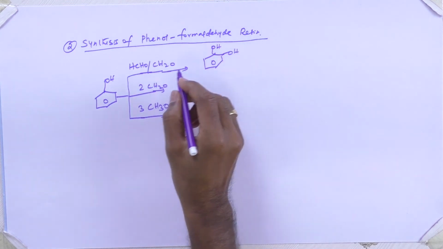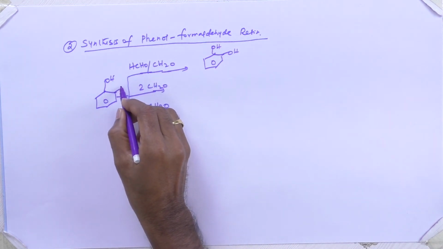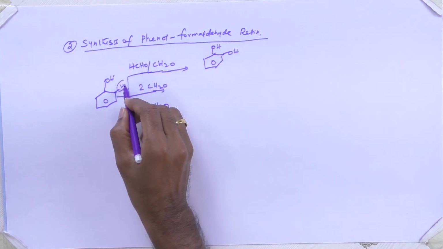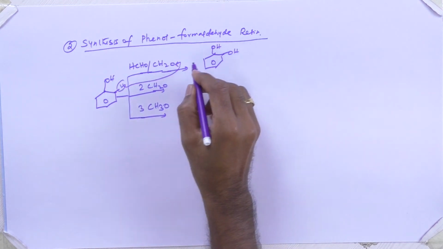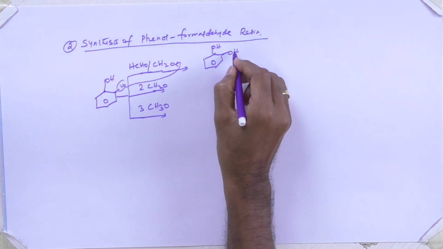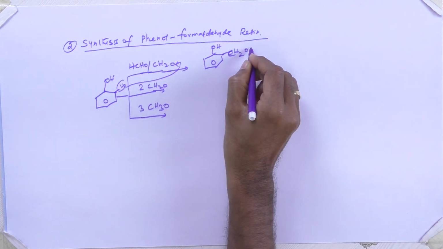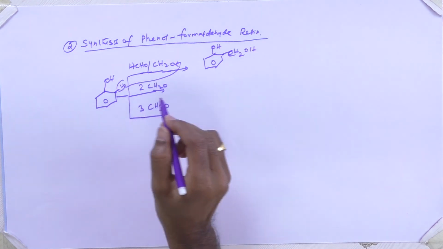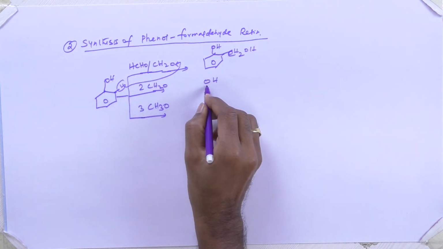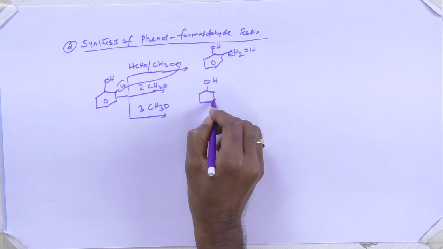That is, there will be a chemical rearrangement. This hydrogen will go and attach with this oxygen, so therefore it forms CH2OH. And if 2 moles of formaldehyde are allowed to react with 1 mole of phenol, now it will form disubstituted phenol.